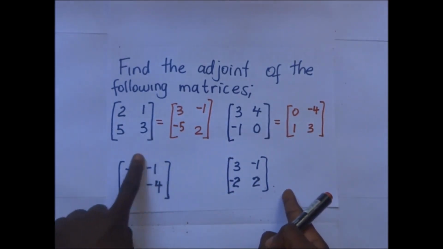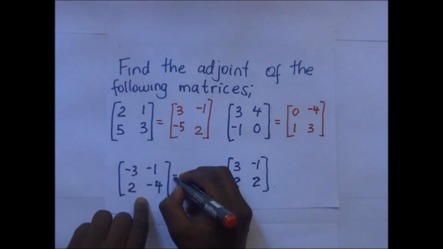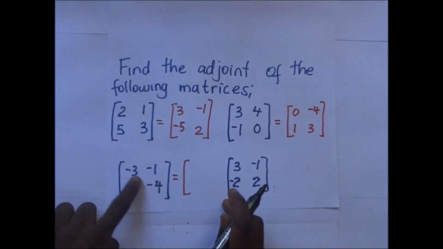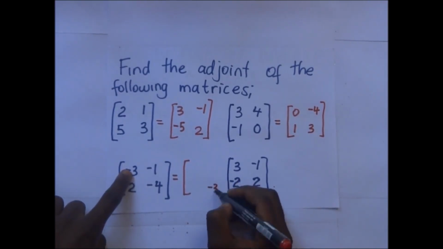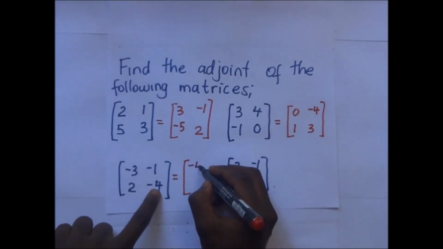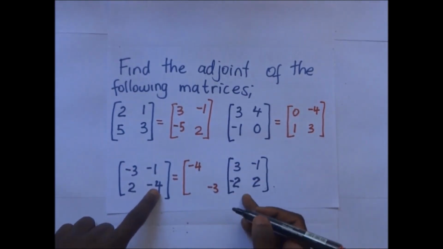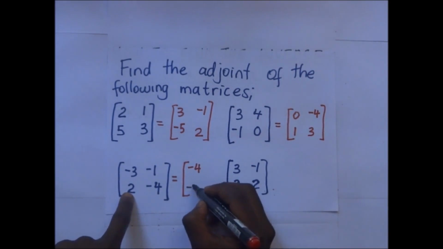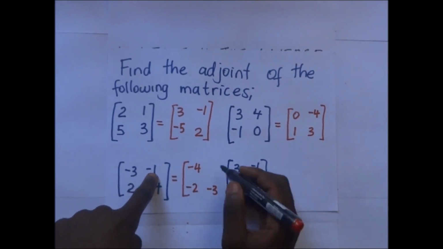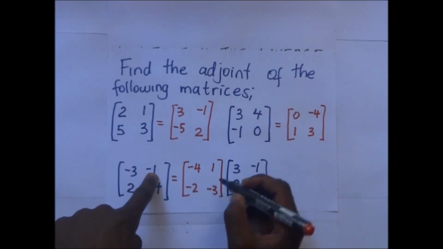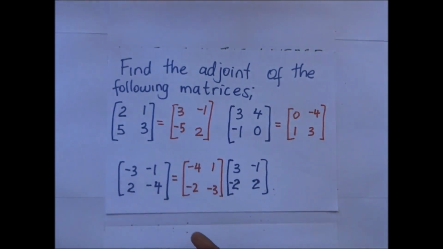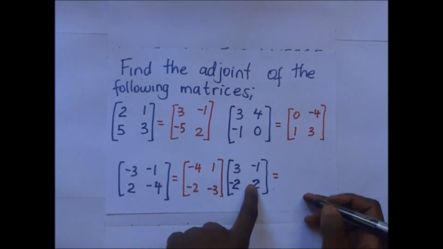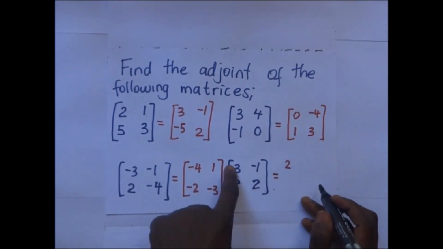Let's calculate the adjoint of this matrix. These interchange their positions. So we have -3 down here, and we have -4 up here. Then in this minor diagonal, 2 times -1 gives us -2, and then -1 times -1 gives us +1. This is the adjoint of that matrix. Then finally, to find this, we interchange these ones, so the 2 comes here, and the 3 goes down here.